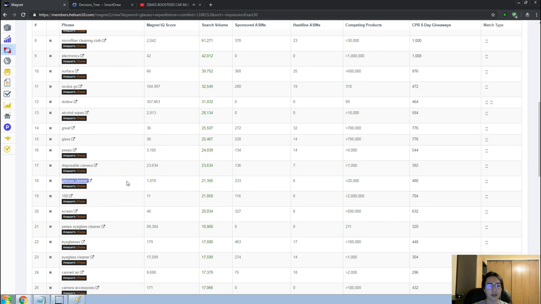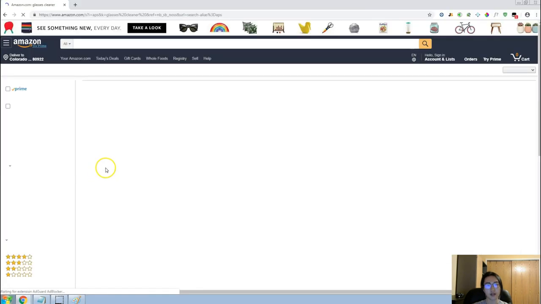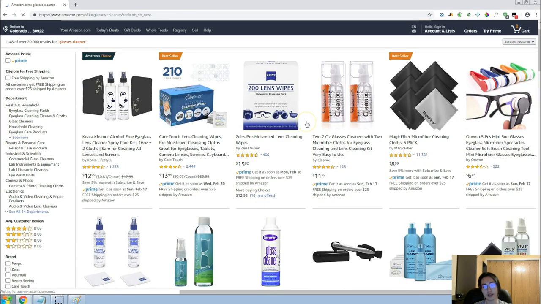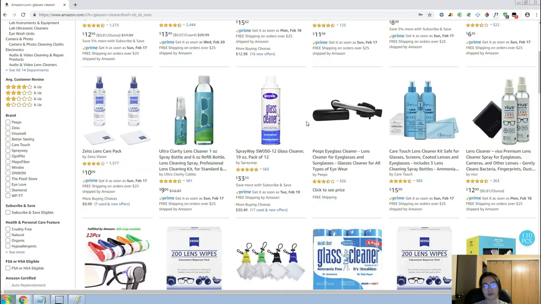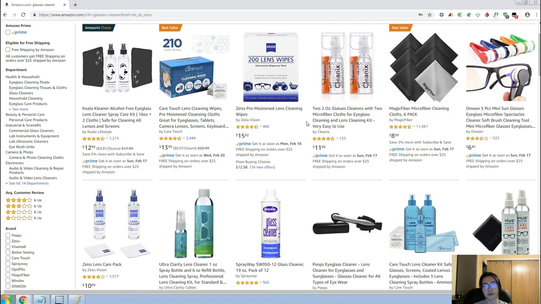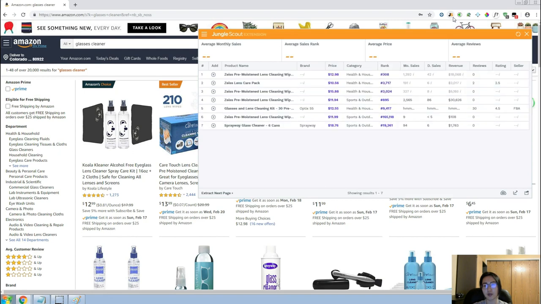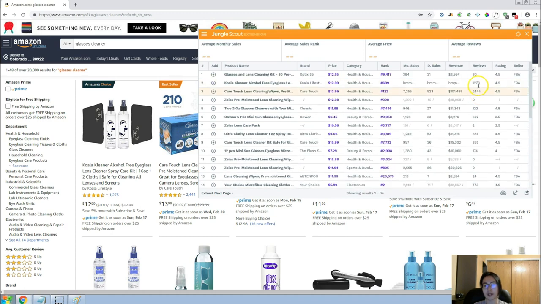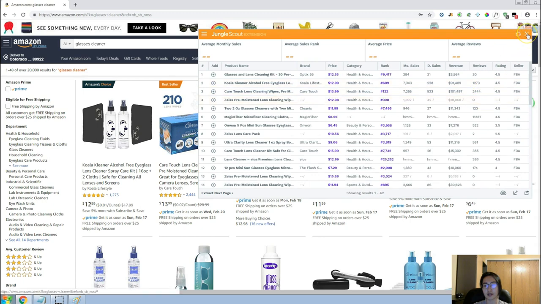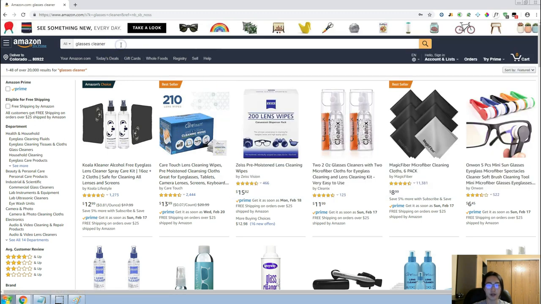Glasses cleaner. People still look for disposable cameras? That's awesome. It's very competitive. Some big players. 2,400 reviews, whew, man. Yep, and why am I even searching this? We decided that you can't really differentiate.